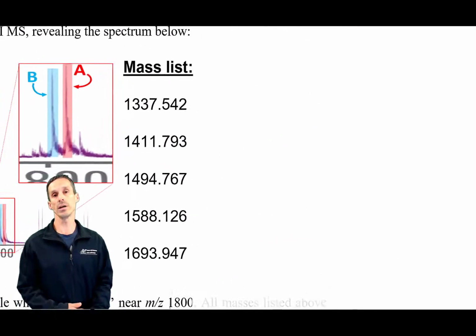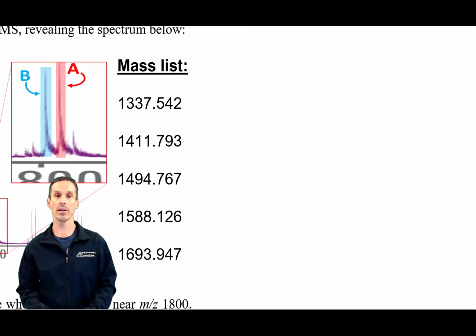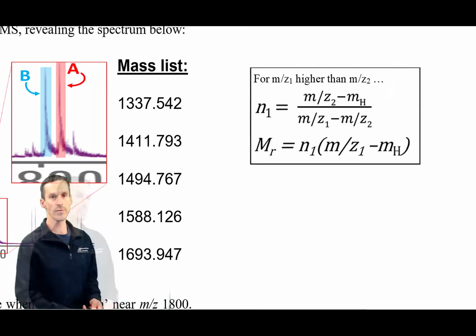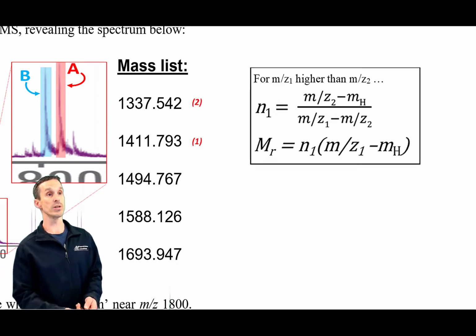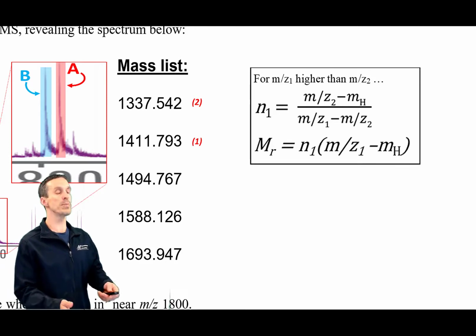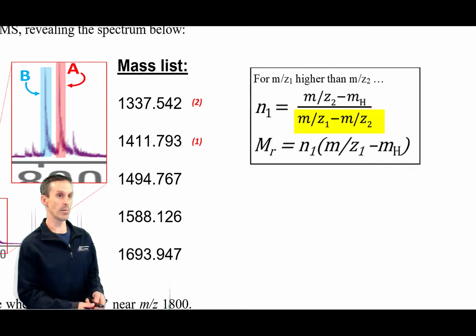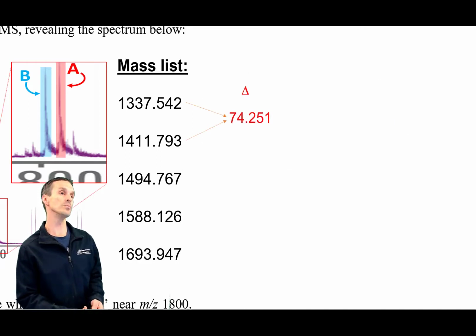Okay, so we take a closer look at our masses and let's apply that equation. So the first thing we want to figure out is which mass is 1, which mass is 2 according to the equation. And it says here that m over z1 is the higher mass. So let's just pick these 2 over here. Now I'm going to calculate the mass difference between these 2. So subtract 1 from the other. We get a mass of about 74. Let's retain all those digits.